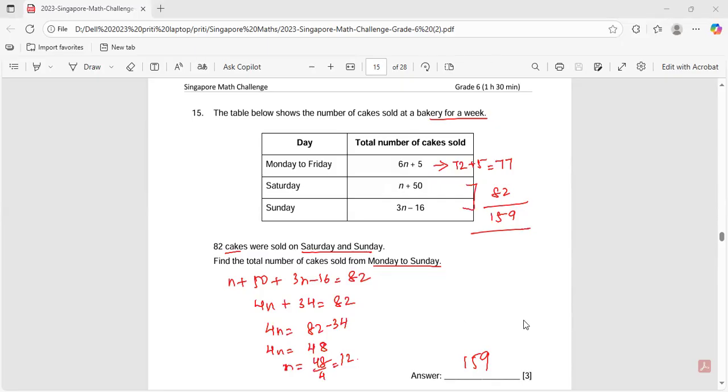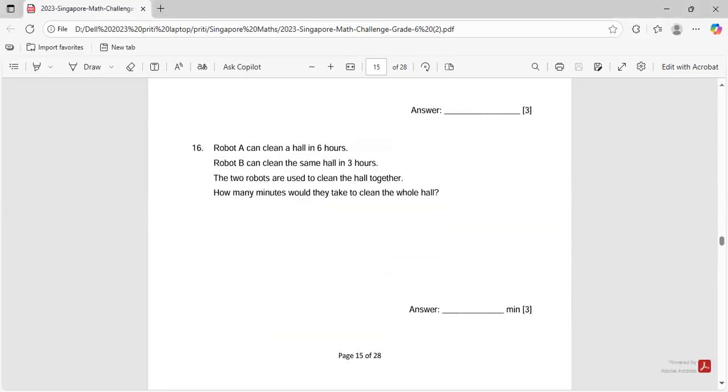Okay, then we go on to the last question for this one. Robot A can clean a hall in 6 hours. Robot B can clean the same hall in 3 hours. The two robots are used to clean the hall together. How many minutes would they take to clean the whole hall?